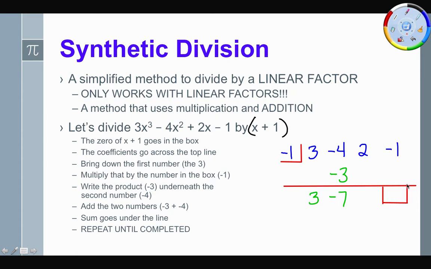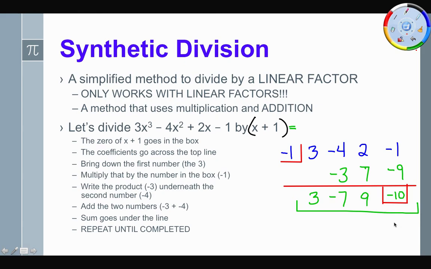The number in the box is your remainder. We'll get to that in a moment. Complete the process. All right, -1 times -7 is a +7. If I add those 2 things together, I get 9. -1 times 9 is -9. And if I add those 2 things together, I get -10. So when I do this division, this cubic divided by this linear function is this answer.